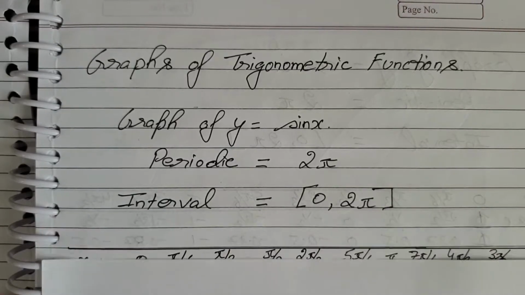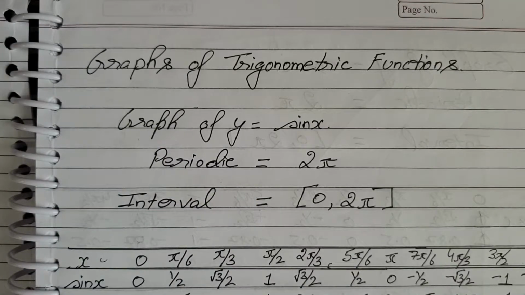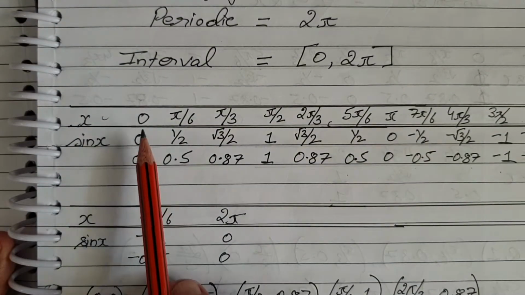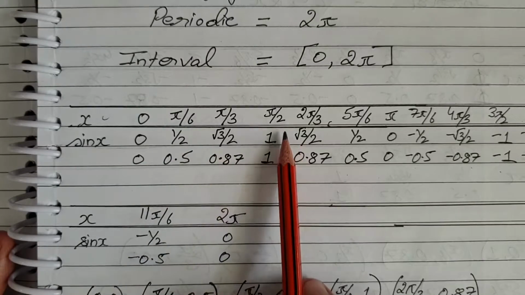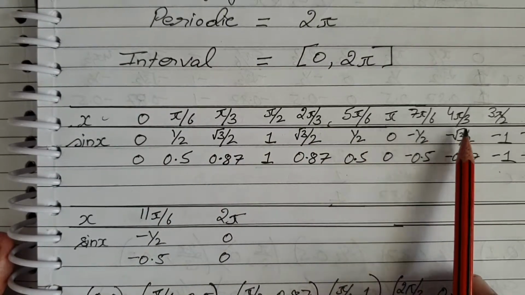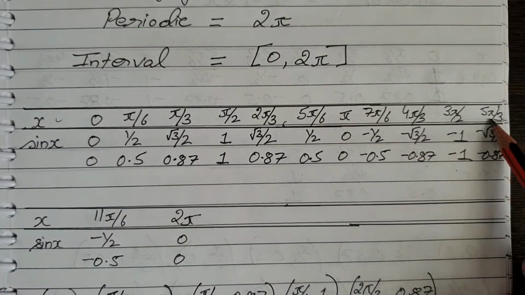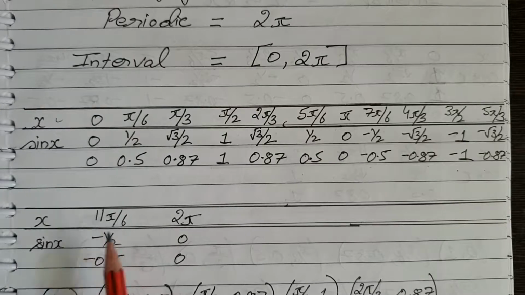Okay. So, first of all, we have to construct the table. For the table I have taken 0, pi by 6, pi by 3, pi by 2, 2 pi by 3, 5 pi by 6, pi, 7 pi by 6, 4 pi by 3, 3 pi by 2, 5 pi by 3, 11 pi by 6 and 2 pi.